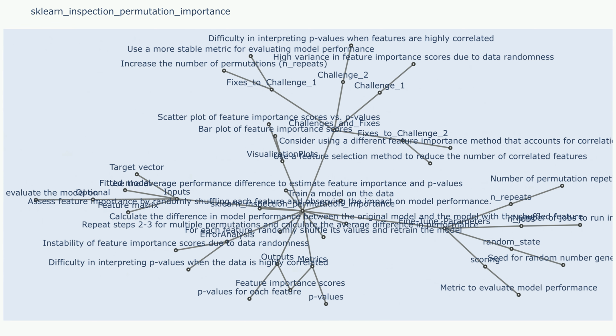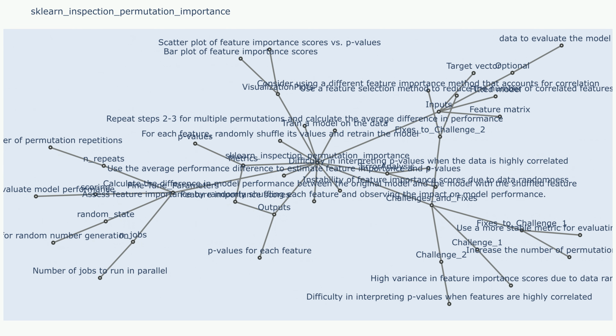Fixes to Challenge 1. Feature selection. Consider using feature selection methods, e.g., recursive feature elimination, to identify and remove redundant features before using permutation importance. Regularization techniques. Techniques like L1 regularization, lasso, can help to penalize models with many features, potentially reducing the impact of correlated features. Feature engineering. Combine highly correlated features into a single feature that captures their joint effect.